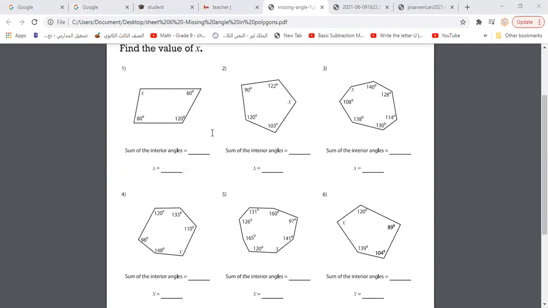How many sides do you have in this figure? What do you have to do first? First, count the sides, Adam. How many sides do you have in this figure? Count with me: 1, 2, 3, 4, 5. Right? Then n here equal 5. How will you find the sum here?